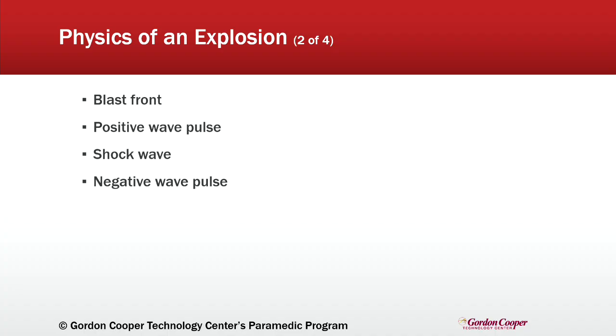The blast front is the leading edge of the explosive's pressure wave. And then the positive wave pulse is the phase when the pressure exceeds atmospheric levels. So once it gets over that, 32 pounds per square inch, once it exceeds that, that is considered a positive wave pulse because it exceeds atmospheric pressure. And then we can have shock waves from these high explosives that can have brisance, which means they can shatter structures and tissues along the way.